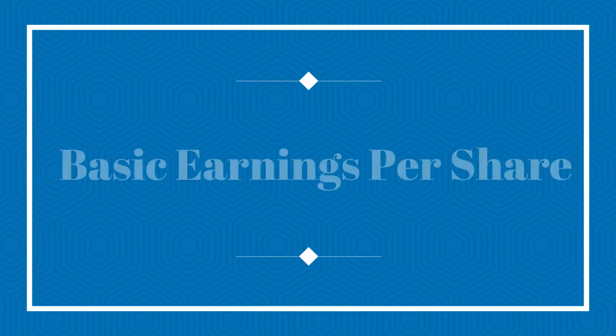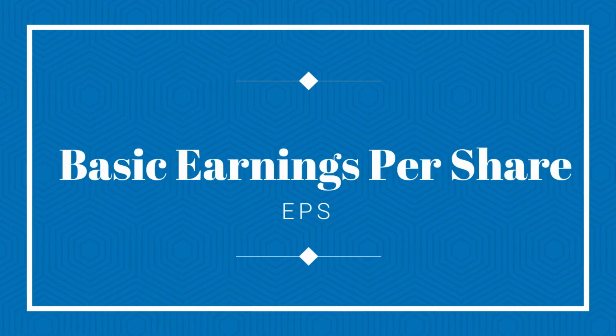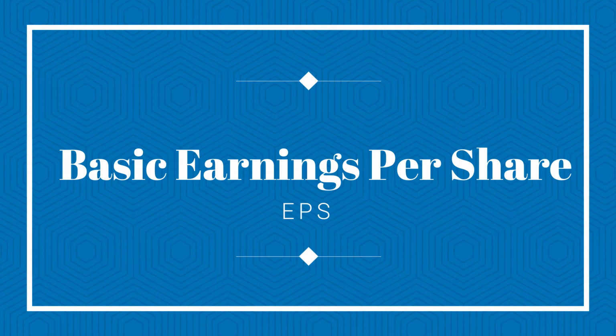Now let's look at how to calculate basic earnings per share. So let's look at this question. Profit after tax, let's say 190 million, and number of shares outstanding, let's say 1st January 2020, is 15 million shares.